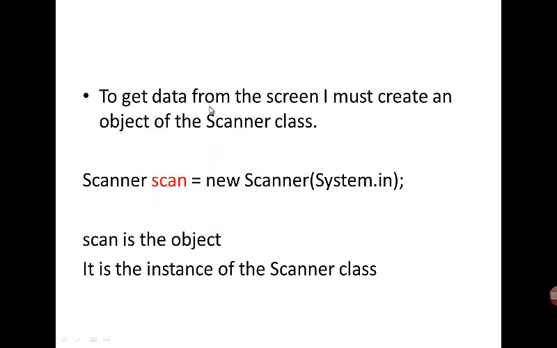All right, so to get data from the screen, I must create an object of the class scanner. Okay, so to do that, we would use this phrase here: scanner, which is the class. Scan is going to be the name of the object I'm going to create. Okay, and here is where we just implement it. So new scanner system.in. So we're telling it we want to access scanner, we want to create an object of the scanner class called scan, and this is just telling the computer to go ahead and implement it.